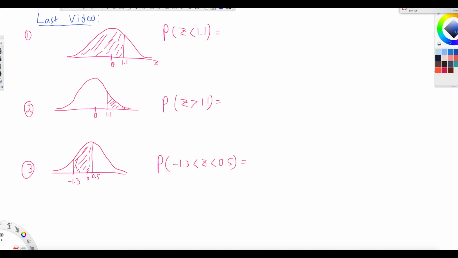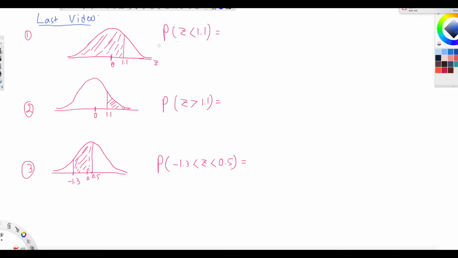In the last video, we talked about how to find area under the standard normal curve, that is the Z curve. What do we mean by standard normal? Standard normal is a distribution that has mean 0 and standard deviation 1. In the last video, we were trying to find the area left of some Z value, right of some Z value, between two Z values, and so on.